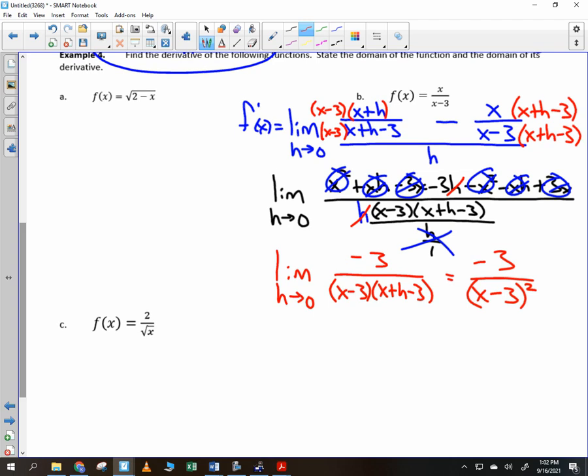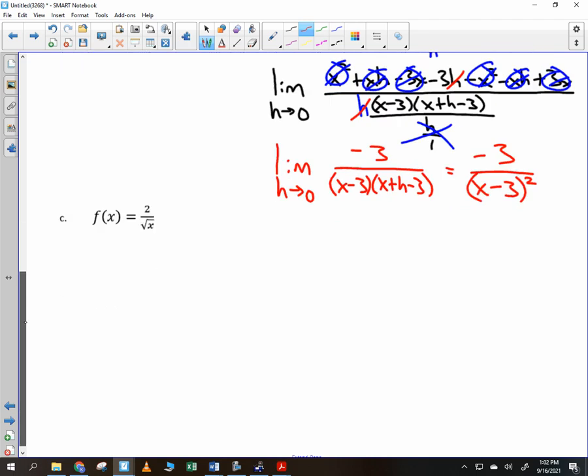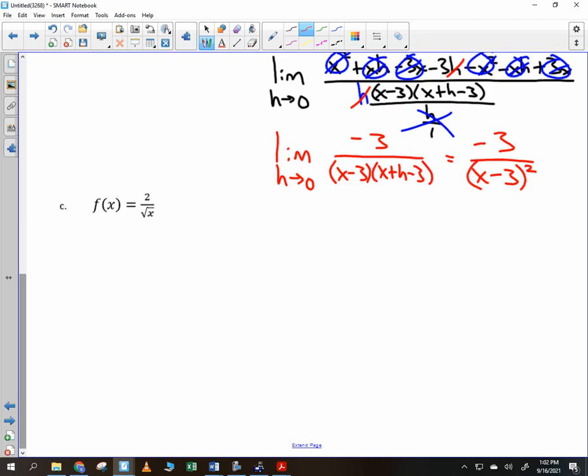What value can you not plug in? 3. Does that match with what we had up above? Yes, it does. Stays true. Our last example.